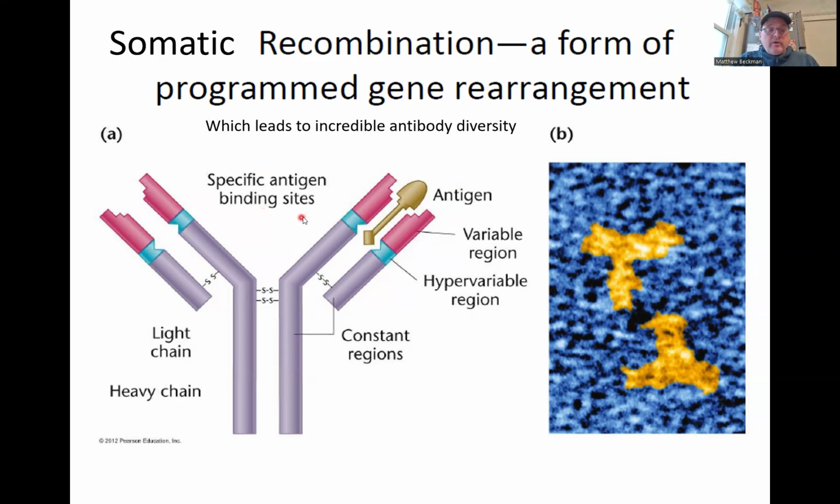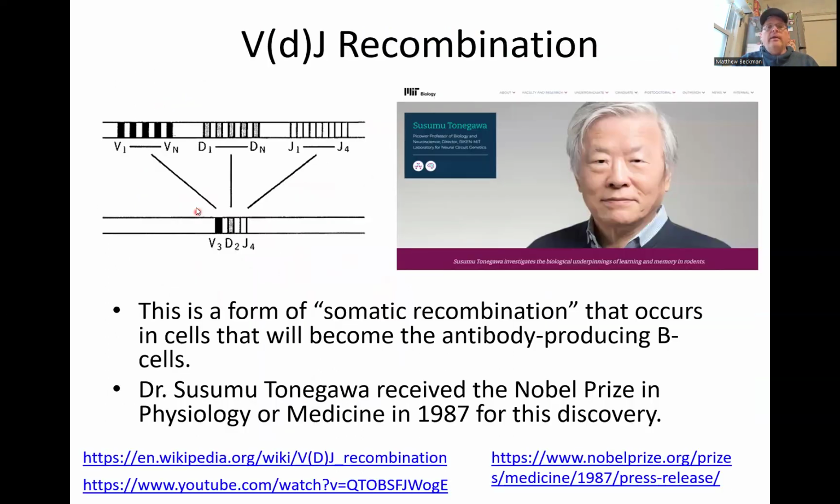So what we're going to be thinking about is these regions. We're going to look at light chain. It happens with heavy chain as well, but we're going to focus on one. And this is a concept called VDJ recombination.